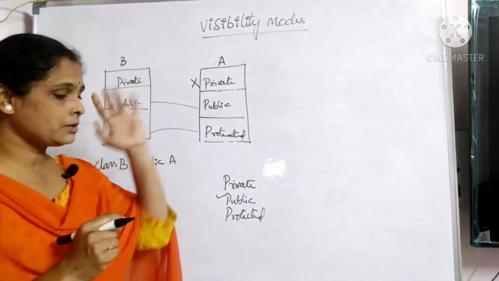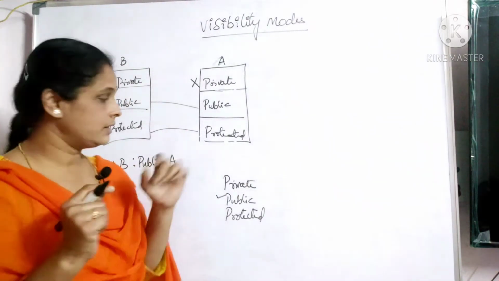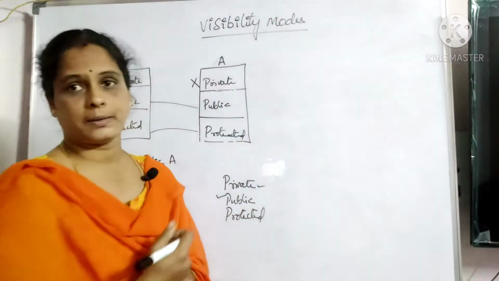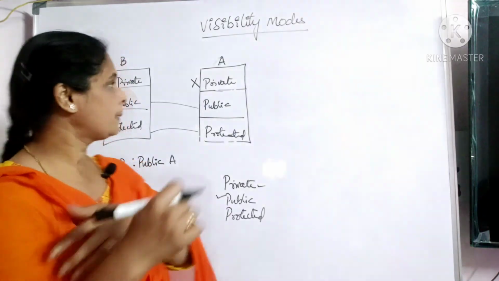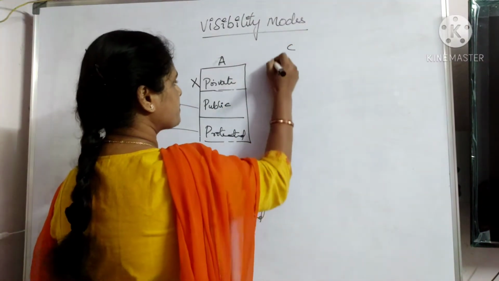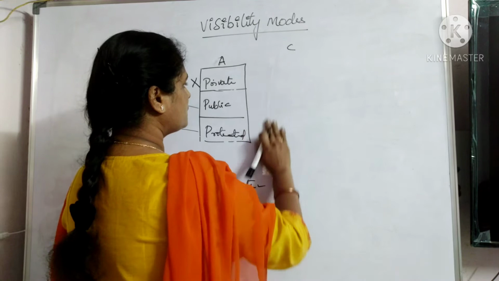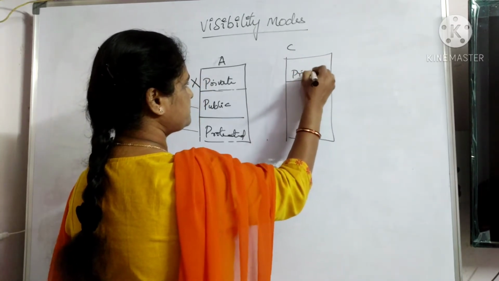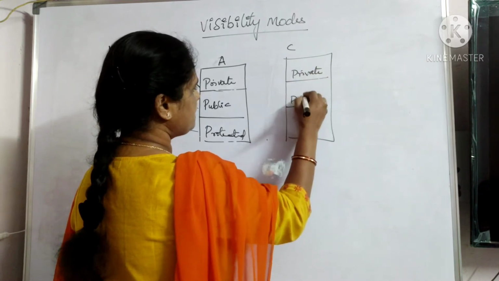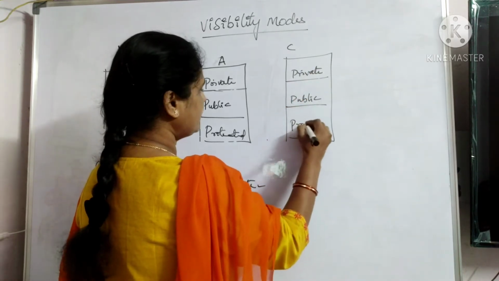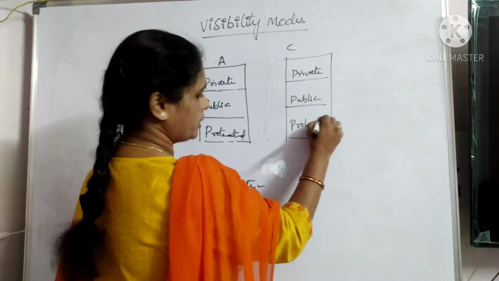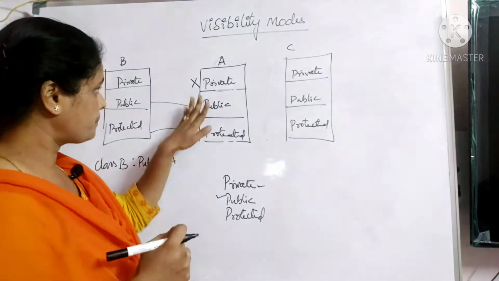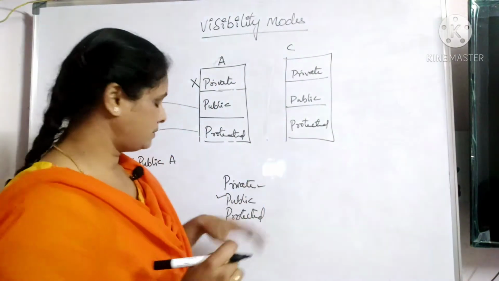Now coming to the next one, let us think that I am inheriting using the private visibility mode. Suppose I have a class C here. Again, it has its own data: some private data, some public data and some protected data. Here, as I told you before, just a minute.